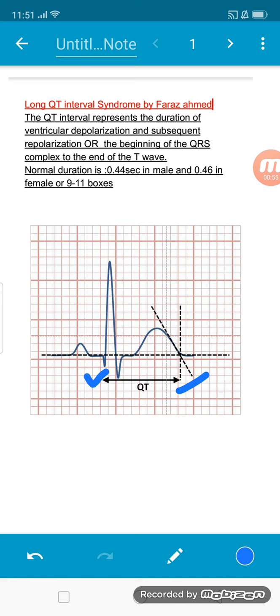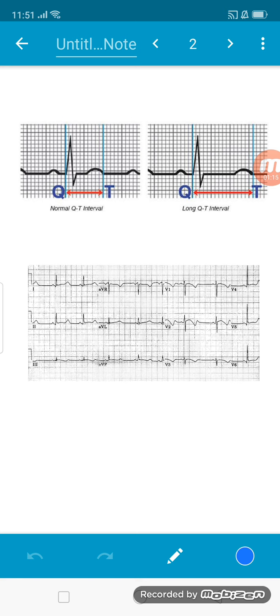You can count from here. That's 1, 2, 3, 4, 5, 6, 7, 8, 9, 10. So we have got 10 boxes, which is a normal QT interval. If it is more than that, it tells you that there is long QT syndrome. Okay, now you can count again here. This is a normal QT interval.